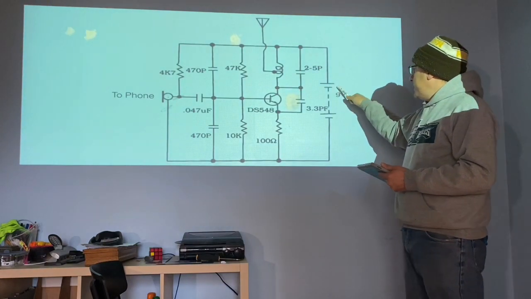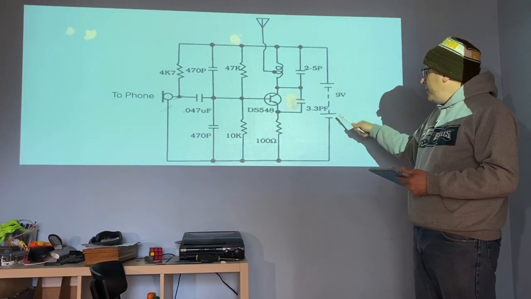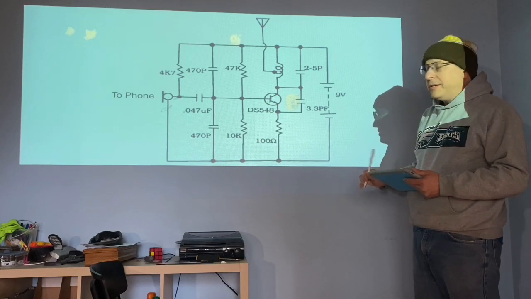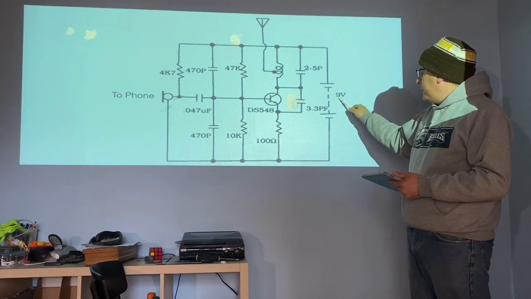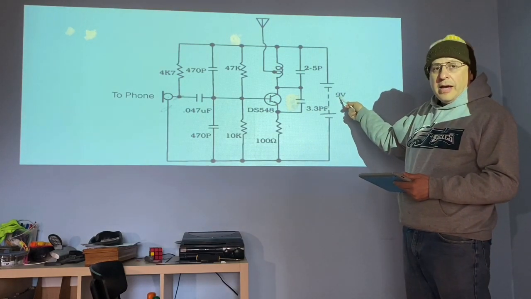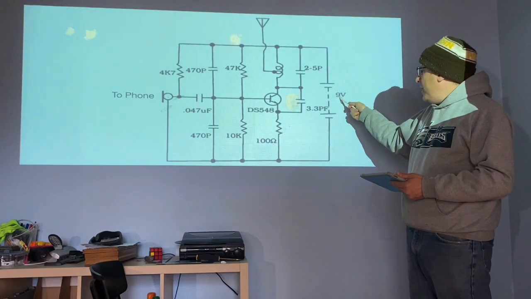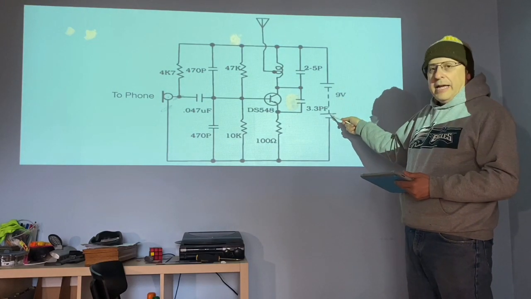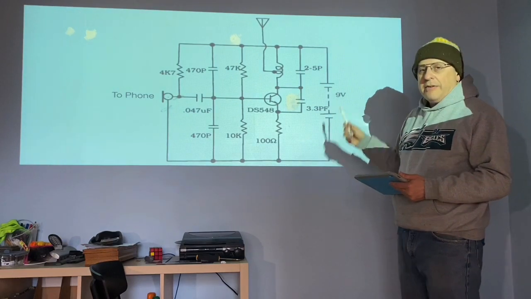You'll notice in this example we have a battery. In fact, they show a bunch of batteries. Doesn't really matter, you just have to make sure your batteries total to 9 volts. So maybe you have like 6 1.5 volt batteries, or maybe you just have one 9 volt.